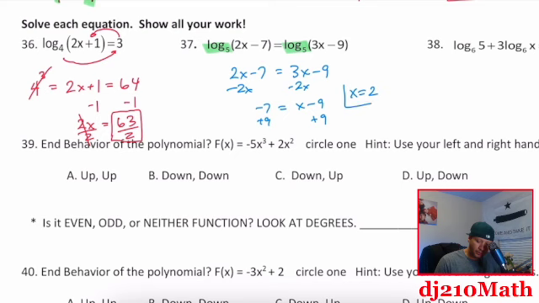So we believe that x is equal to 2. Well, we need to verify that with logarithms: plug in 2 to see if the argument comes out to a positive number. So 2 times 2 is 4. 4 minus 7 is negative 3. So that already doesn't work. On the other side, 2 times 3 is 6. 6 minus 9 is negative 3. Again, that doesn't work. So what this tells us is that there's no solution.